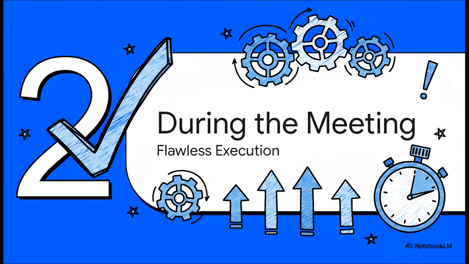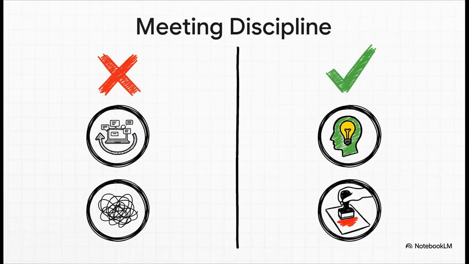So you've done all the prep work. The foundation is solid. Now we move into part 2, during the meeting. This is where all that preparation pays off through disciplined, flawless execution. This is all about in-meeting discipline. Laptops are closed. Phones are put away. We are not revisiting decisions that were already made last week. We stick to the agenda, we make the decisions that need to be made right now, and we keep the momentum moving forward. No distractions, just focus.